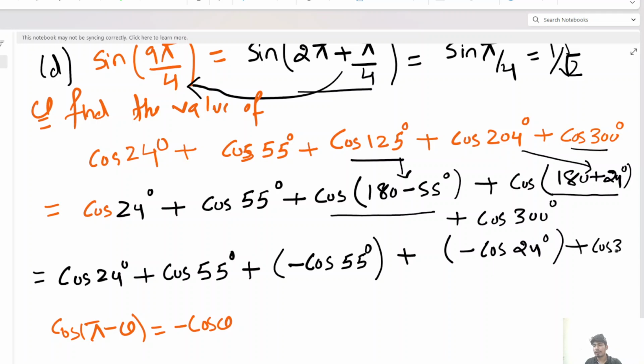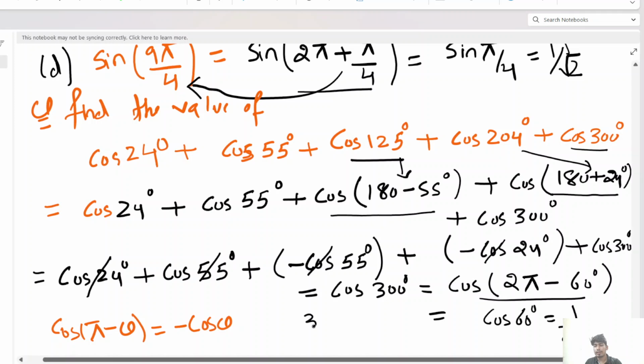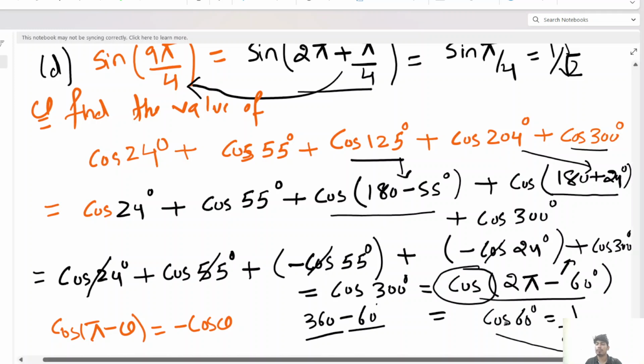Okay, we further solve cos 300. Then you can see this value cancels with this, and this value cancels with this. Then we obtain only cos 300, and we can write cos 300 as 2 pi minus 60. This value is cos 60, and that is half. Because 360 minus 60, 360 means 2 pi minus 60, is in the fourth quadrant. We know in the fourth quadrant cos theta is positive, so cos 60 is 1 by 2.